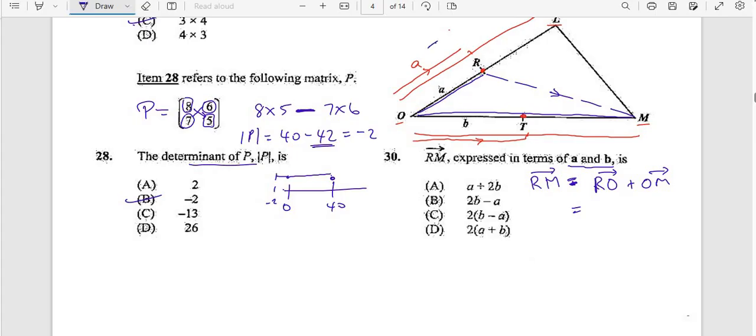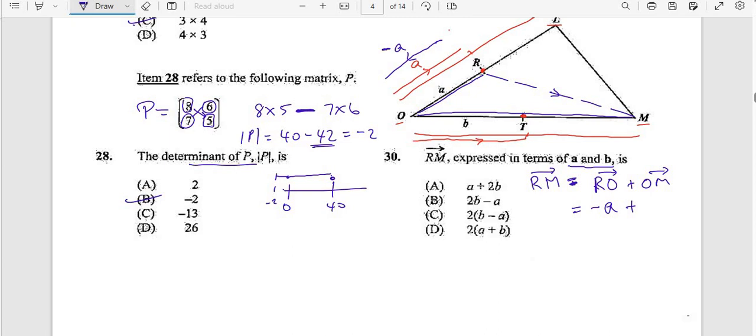Now, if you want to go the opposite direction, since it's the same size, but opposite direction, it's going to be a negative. Same size, opposite direction, it will be a negative A. Going from O to R is A, so the reverse of that is negative A. All right, so you have to know that concept. Once you go in the opposite direction, it's going to be a negative.